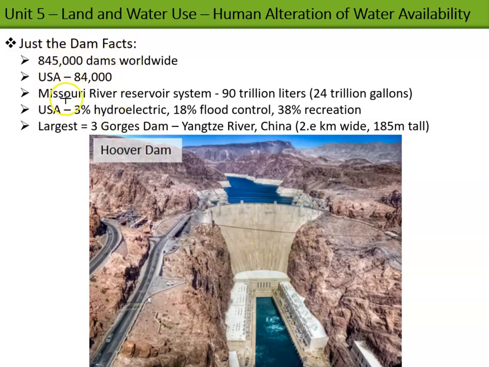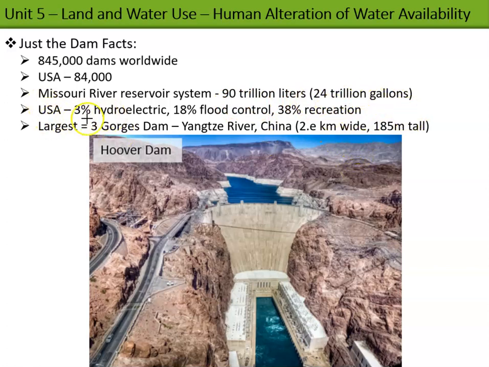So here we have the dam facts. Okay, so there's 845,000 dams worldwide, about 84,000, about 10% of those are in the United States. Within the United States, the Missouri River Reservoir System is the largest system of dams on any one river. The reservoir system holds about 90 trillion liters, about 24 trillion gallons.